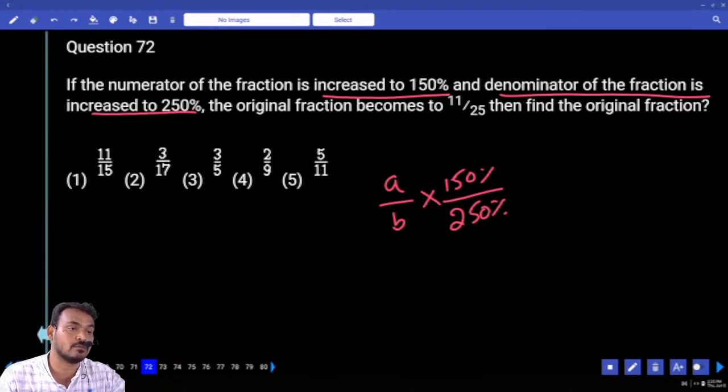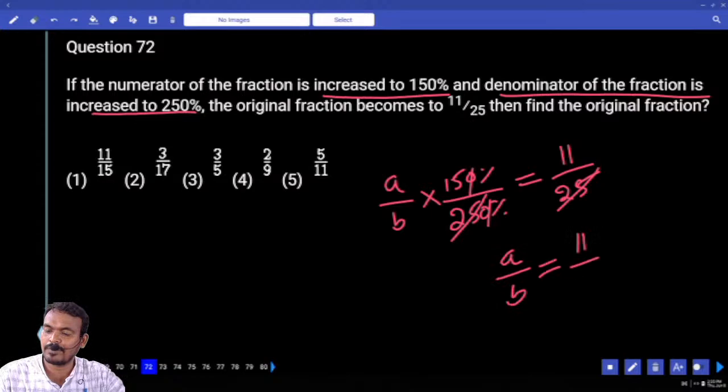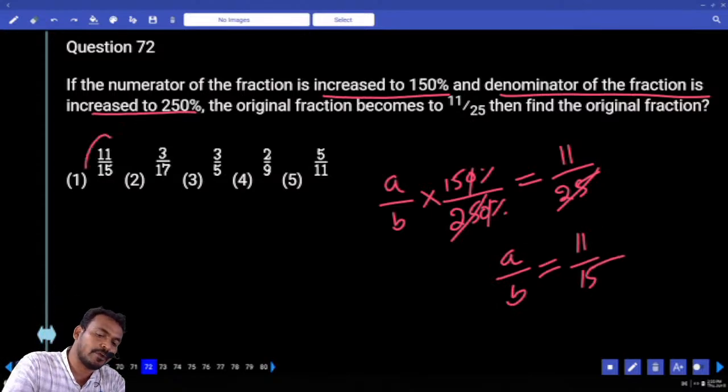But here it increased to numerator 150, denominator 250. That is equal to which fraction? 11 by 25. 0, 0 cancel. 25, 25 cancel or not? Then A by B equals how much? 11 by 15 or not? That is the original fraction or not?